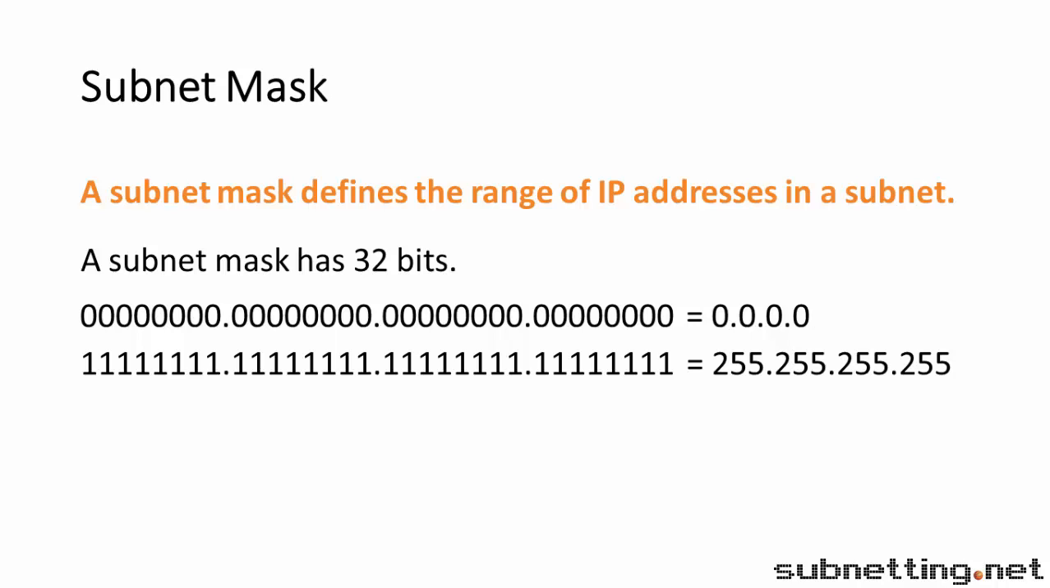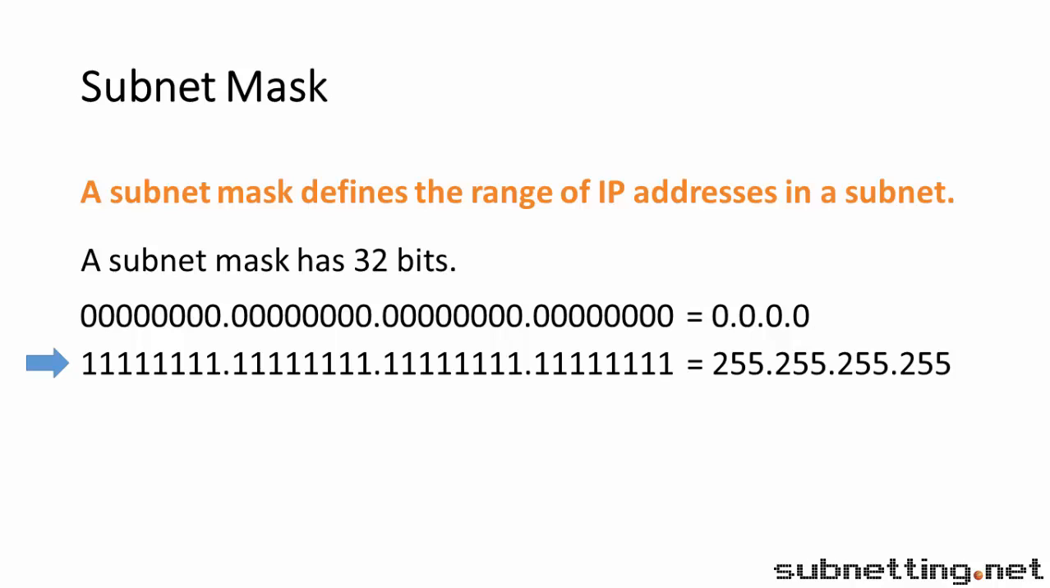Note that the number of ones could be 0, so both of the numbers shown here are technically valid subnet masks. The first mask doesn't have any 1 bits, and it's followed by 32 0 bits. The second mask has 32 ones followed by no zeros.